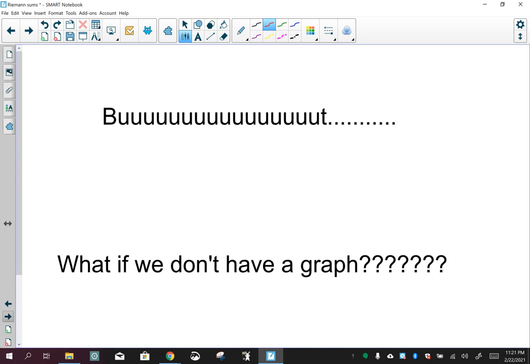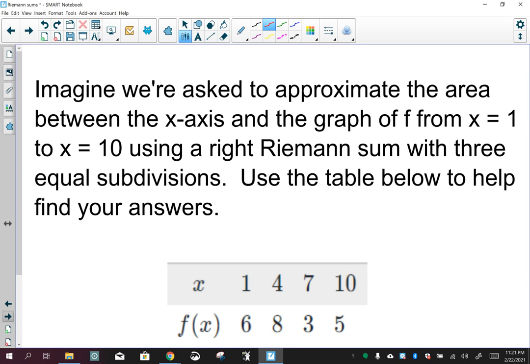But what if we don't have a graph, Miss Calvin? I don't get it. All right. So if we don't have a graph, that's okay because you can use the table to do the same thing. The only difference is where you're going to look at your y values. So this is not that big of a deal. It's actually a little bit easier than what it looks like.